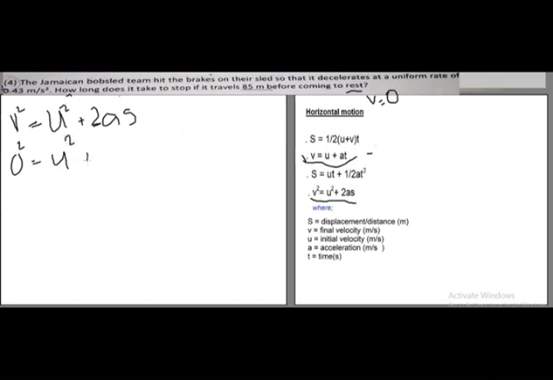u squared, plus 2 times the acceleration. Now for the acceleration, the question said it decelerates, so it will be a negative acceleration. So negative 0.43, and then the distance it covers is 85 meters.